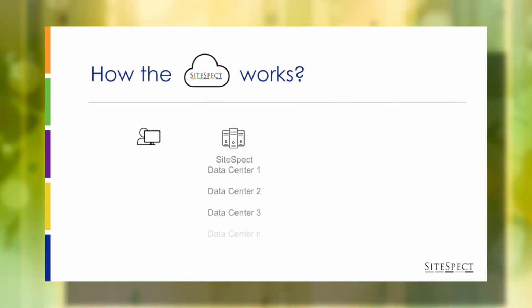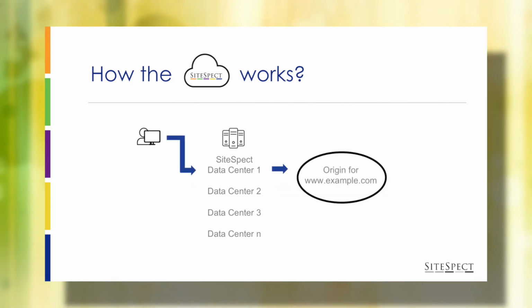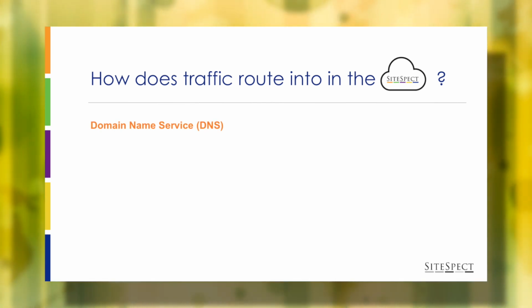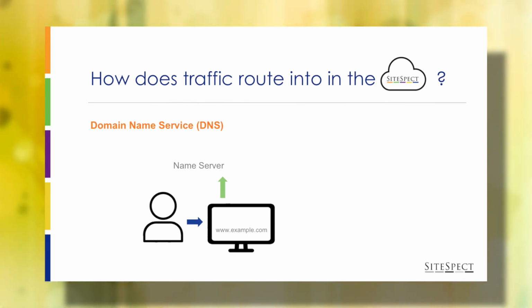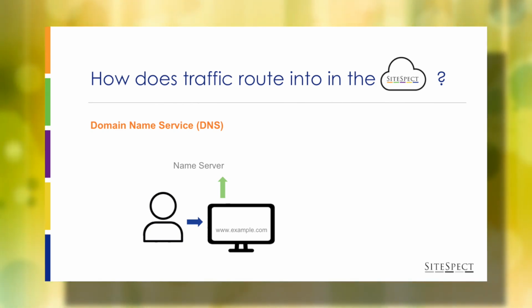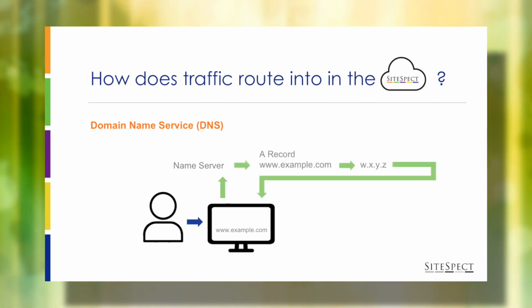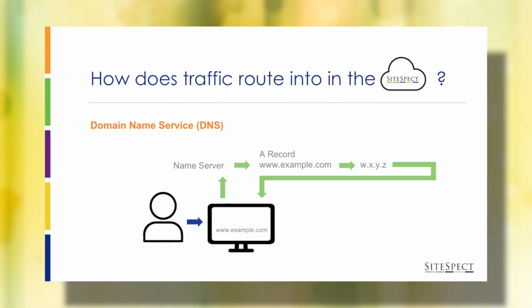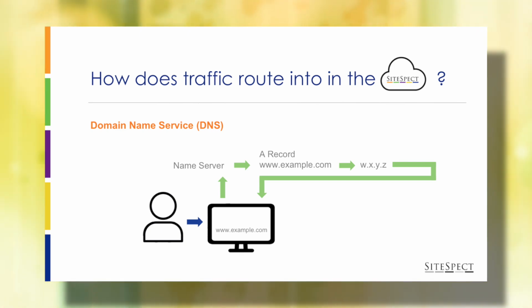This same process applies across SiteSpect data centers, adding additional layers of redundancy. Traffic is directed to SiteSpect by DNS. This is the same service mentioned before that informed your PC what the IP address of the origin was. When your PC asks its name server for the IP address of a website, the DNS server will eventually respond back with an A record. An A record is simply a mapping of a website's name to its IP address.